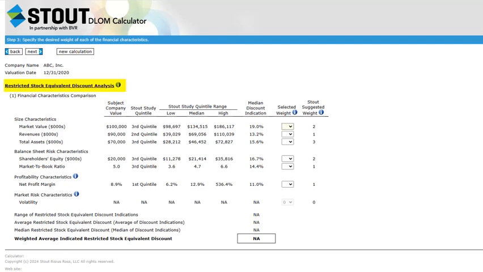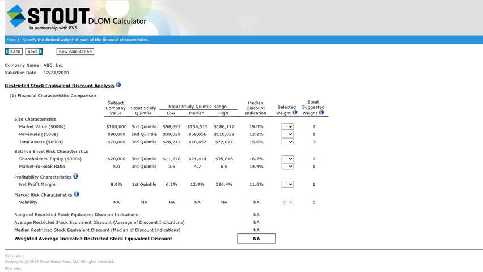The next step is the Restricted Stock Equivalent Discount Analysis. This step adjusts the value of the subject interest from a publicly traded equivalent level of value, or marketable non-controlling, to a restricted stock equivalent level of value. Since the goal in this first step is to determine the restricted stock equivalent discount and not the total discount applicable to the subject interest, the DLOM calculator bases this analysis on a comparison of small block transactions only, which are blocks less than 30% of shares placed.